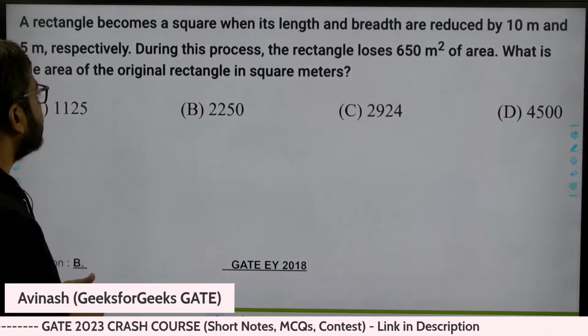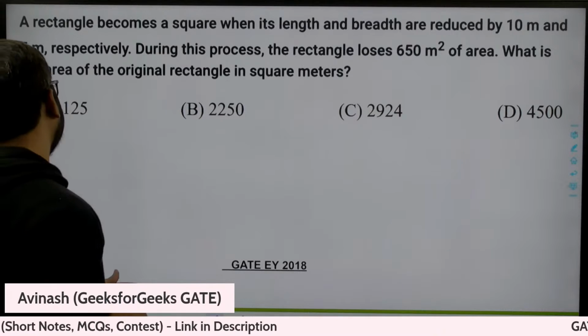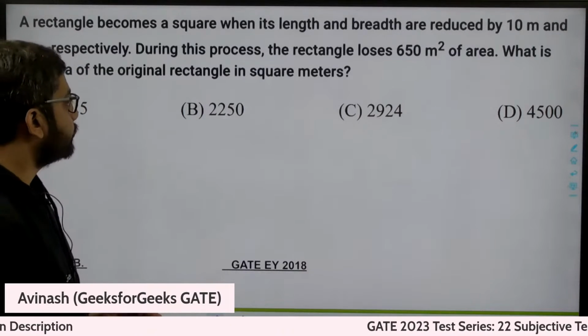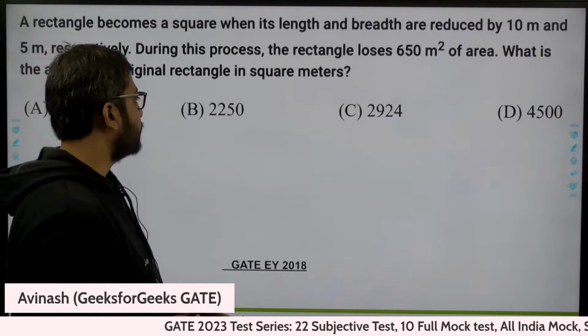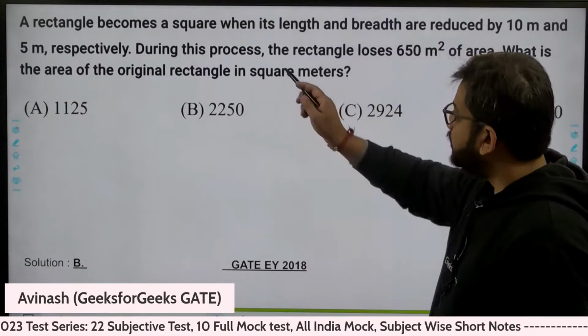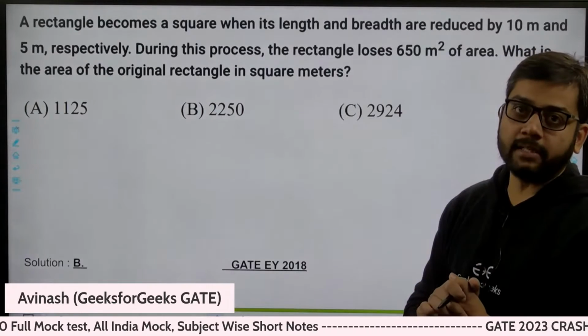A rectangle becomes a square when its length and width are reduced by 10 meters and 5 meters respectively. During this process, the rectangle lost 650 square meters of area. What is the area of the original rectangle? Now again this question: think the rectangle becomes a square. Initially, assume the length and width of the rectangle is what?